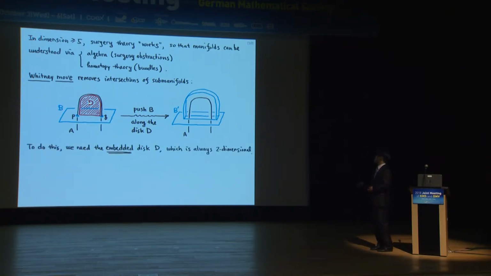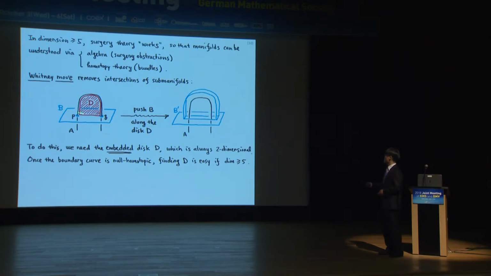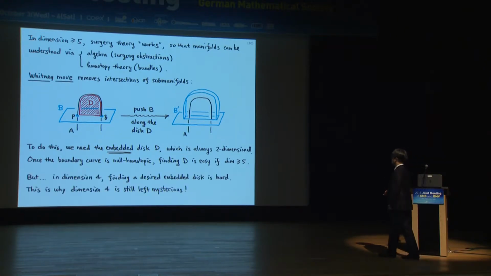So to do this, we need this embedded disk, D, which is two-dimensional because it's bounded by this one-dimensional circle. Making a two-dimensional disk embedded is very easy if the dimension is at least 5, because 2 plus 2 is smaller than 5. That's easy arithmetic. But in dimension 4, it's a disaster. It's extremely difficult to remove self-intersections of two-dimensional disks. And this is why dimension 4 is still left mysterious. I would say dimension 4 is the least understood dimension for us because of this difficulty.